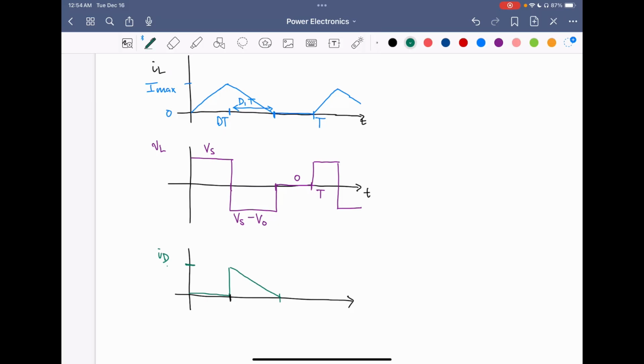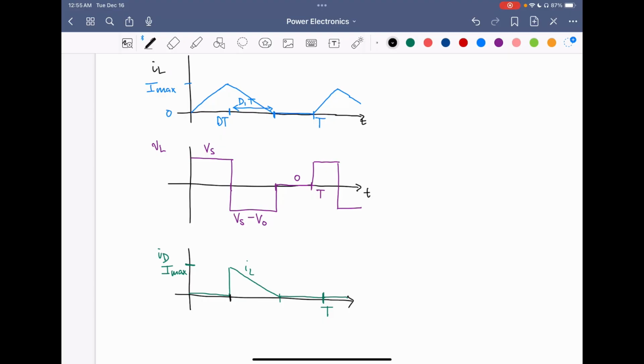It's going to reach some maximum current I max, which is the same as that of the inductor current. And then it's going to be equal to zero because it's off in the interval until the end of the period. So this is what the diode current waveform looks like. In discontinuous current mode, remember that we're still in periodic steady state.